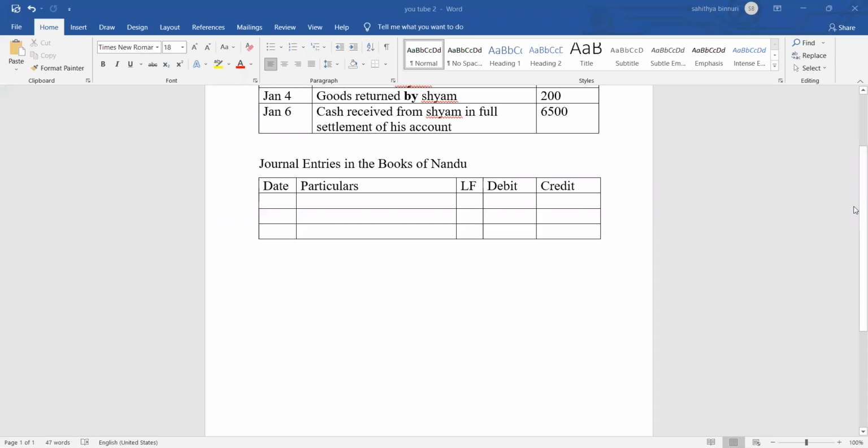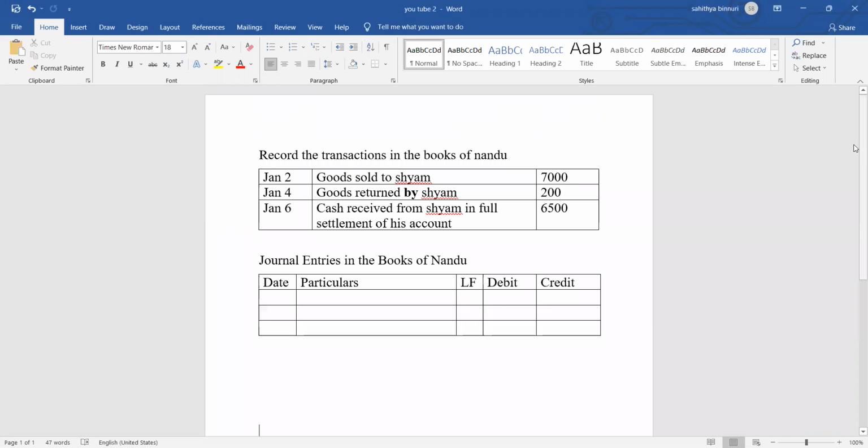Good evening, everyone. In the previous video, I showed you how to record the transactions in the case of credit purchases. Now, in this video, we will learn how to record the transactions in the case of credit sale. Here also I selected three transactions related to credit sale, sales returns, and when you are receiving the cash.